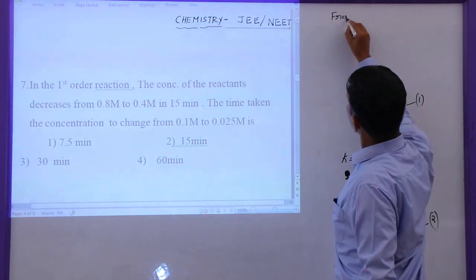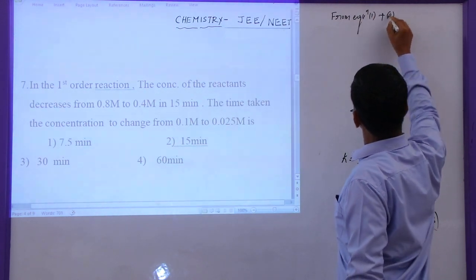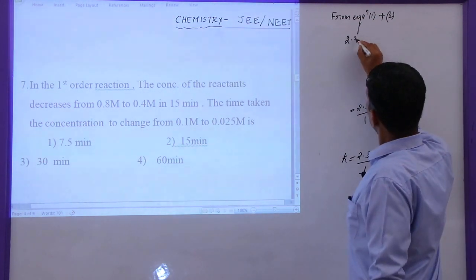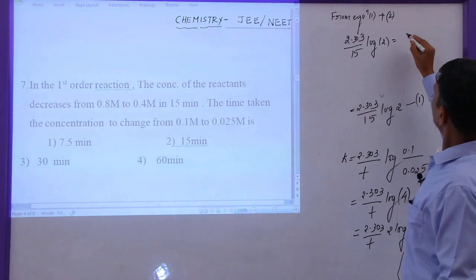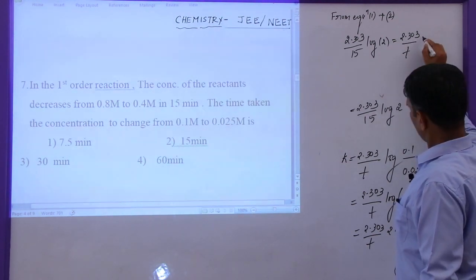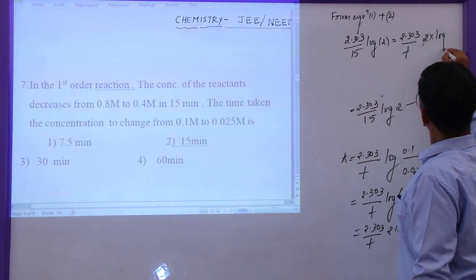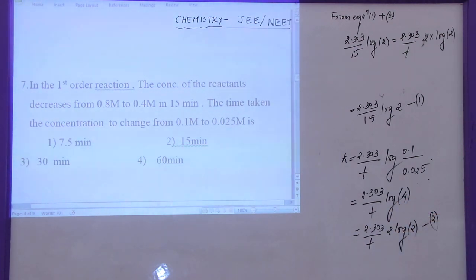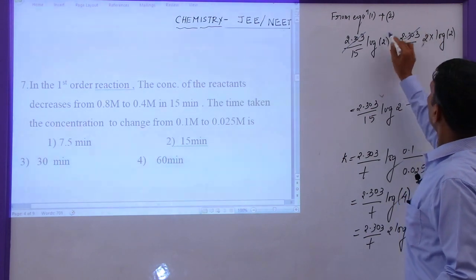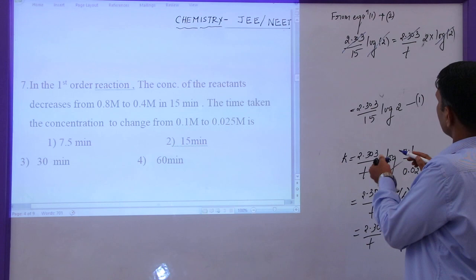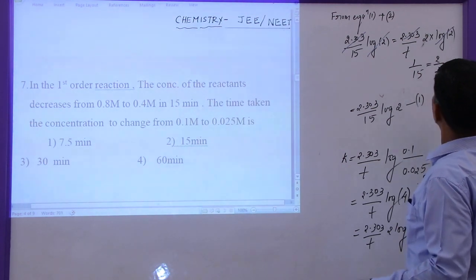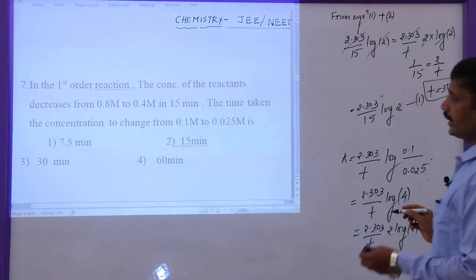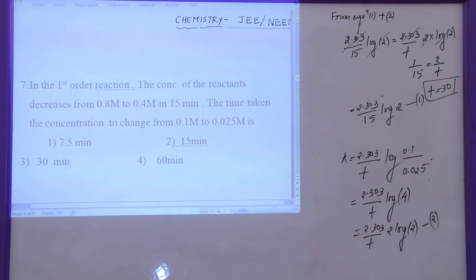So from equations 1 and 2 we have: 2.303 divided by 15 log 2 is equal to 2.303 divided by t into 2 log 2. It will be cancelled: 2.303 cancels, log 2 cancels. So the final answer is 1 by 15 is equal to 2 by t. So t is equal to 30. Final answer: t is equal to 30 minutes. The time taken for this one is 30 minutes. Okay, now next problem.